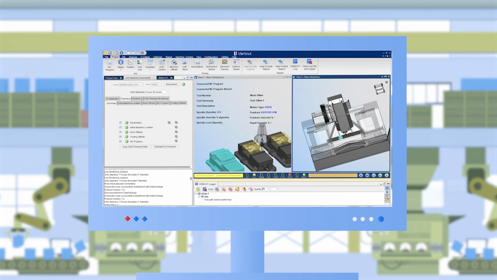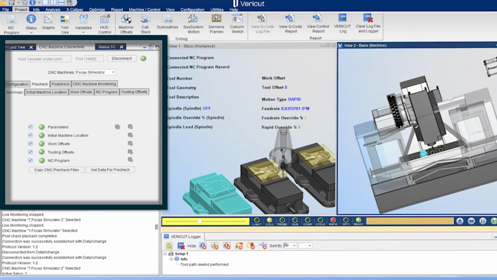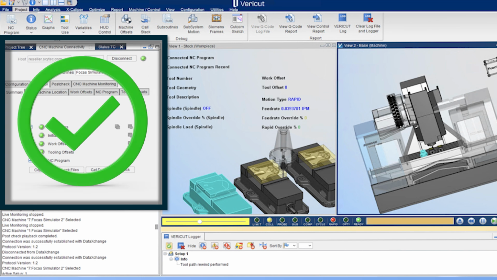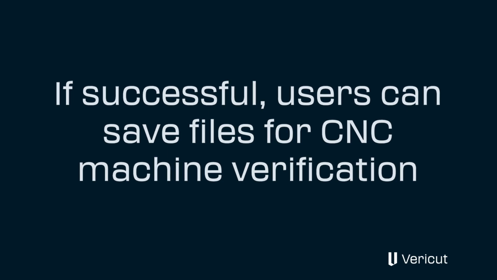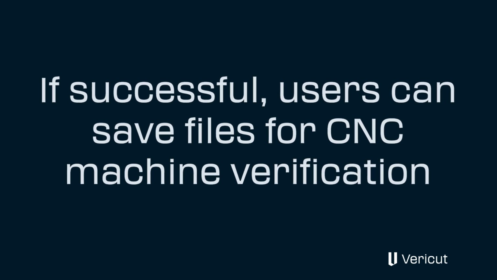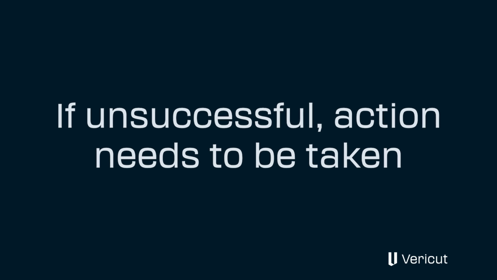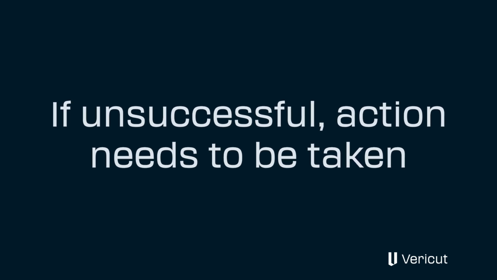work. With the click of a button, Vericut is updated with the values from the CNC machine and the simulation can be rerun. If successful, users will save the updated Precheck files for CNC machine verification. If unsuccessful, a problem was identified and action needs to be taken.